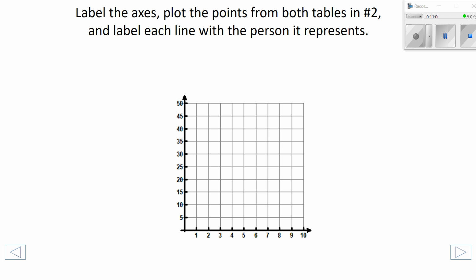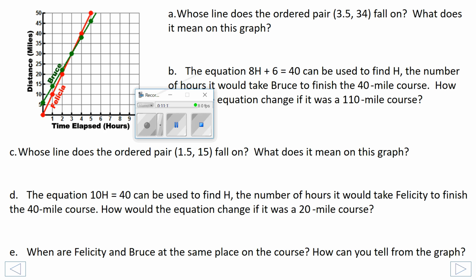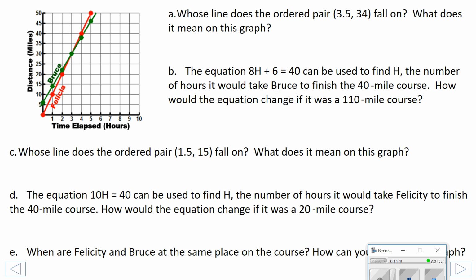So now you're going to pause the video, and I want you to use your table and plot your points on the graph. All right, so once you've graphed, if you did it in 2 colors, that's fine, and make sure you label your lines. It asks you this question. I'm going to move this down here for just a second. Whose line does the ordered pair (3.5, 34) fall on?